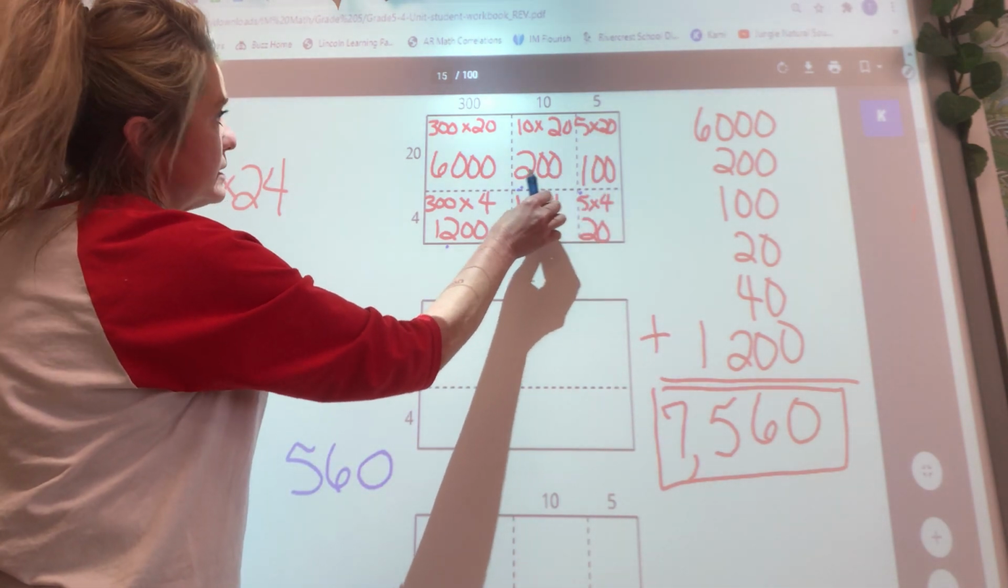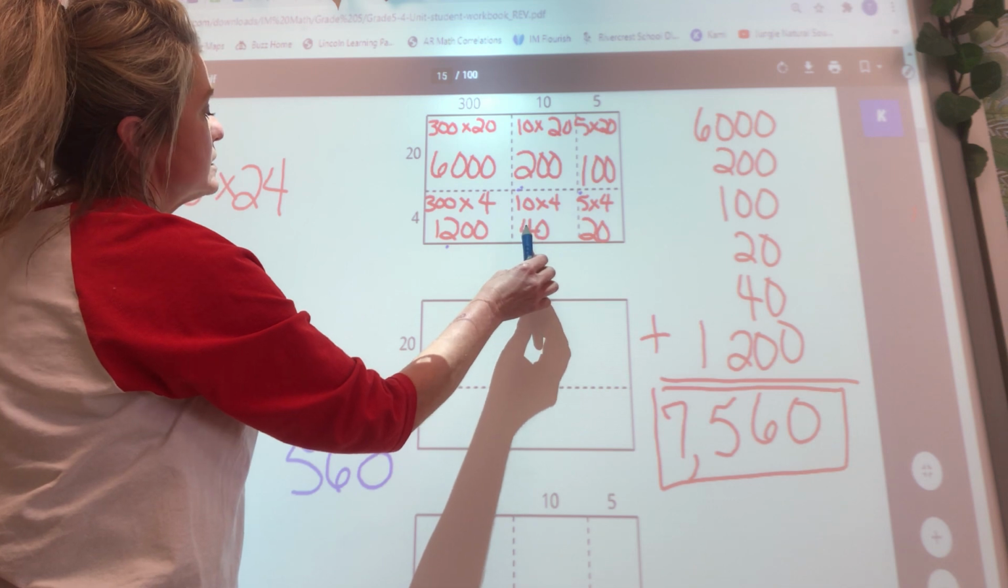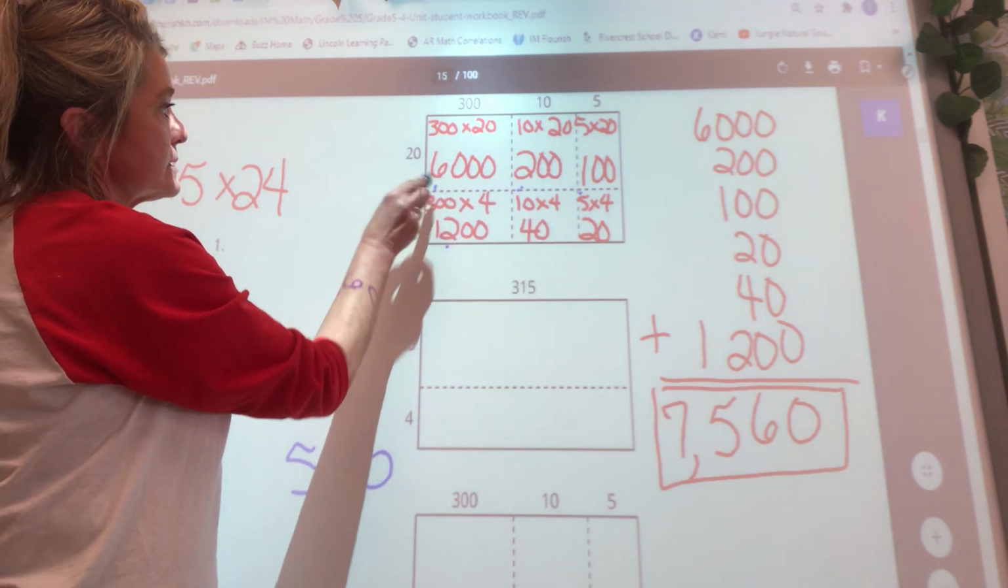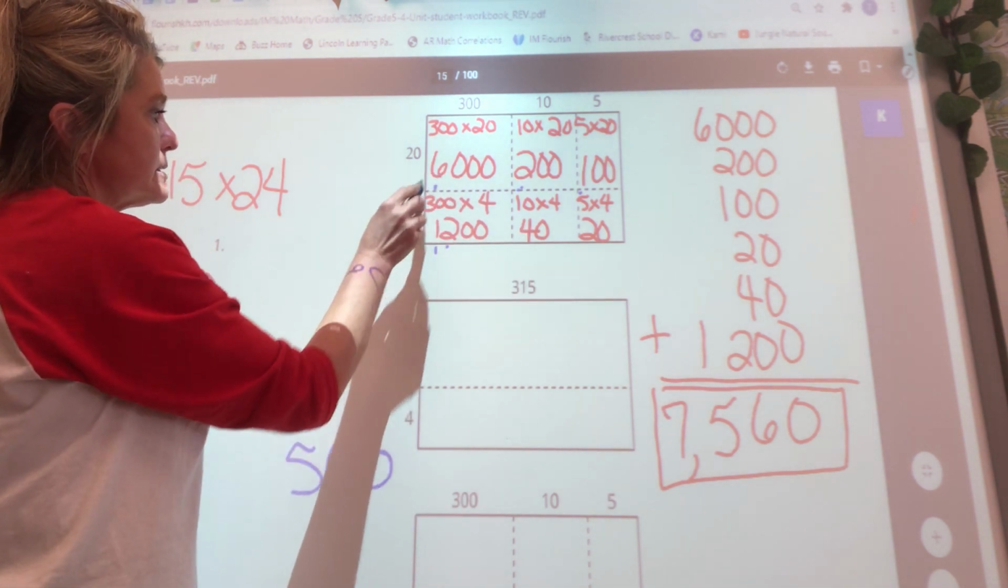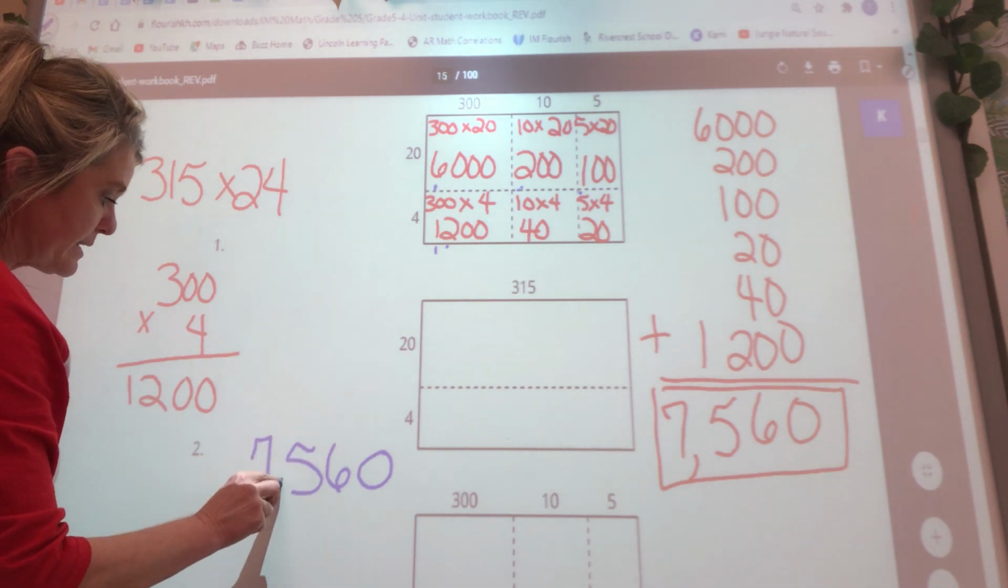This one doesn't. This one doesn't. This one doesn't. This one has a 6. This one has a 1. And 6 and 1 is 7.